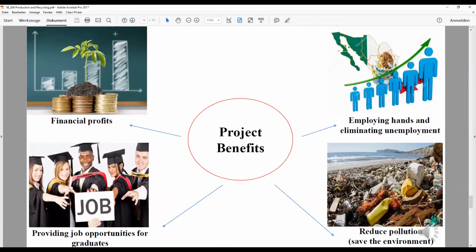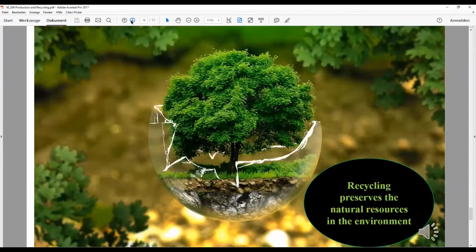Project benefits: financial profits, employing hands, eliminating unemployment, reducing pollution, and providing job opportunities. Recycling preserves natural resources in the environment.